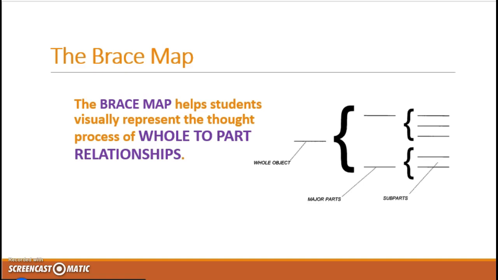Whole-to-part relationships is a thinking process required of students in many settings or situations. Thinking Maps has a specific map to celebrate this thought process. It is called the Brace map. The Brace map helps students to visually represent that thought process, the thought process of whole-to-part relationships.